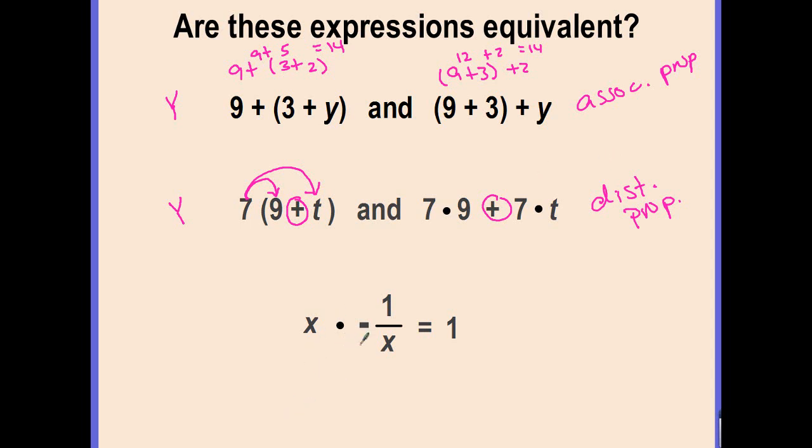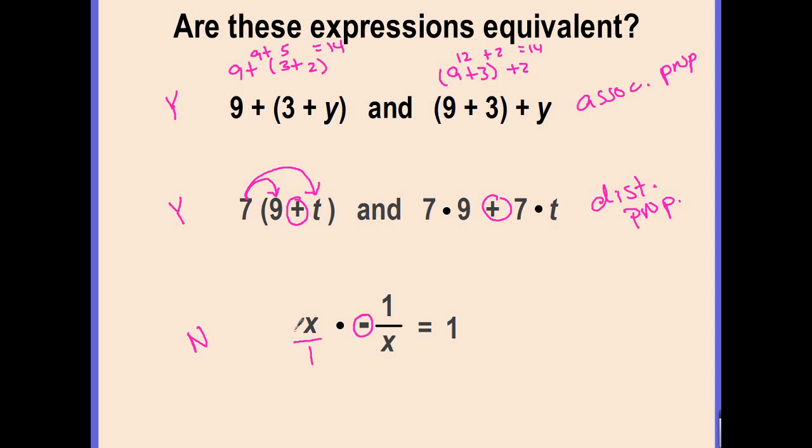Okay, what about the next one? X times a negative 1 over x equals 1. This is a fraction, so if I make this x a fraction, what did they do here? They wrote the reciprocal. But did they really write the reciprocal? No, because of this negative. So this negative makes it no, it's not equivalent.